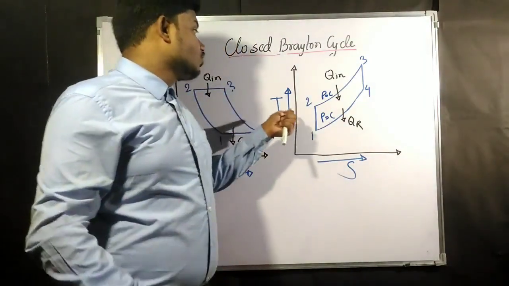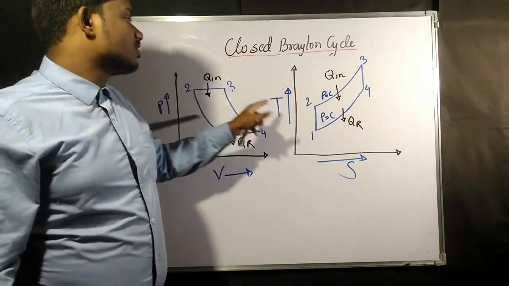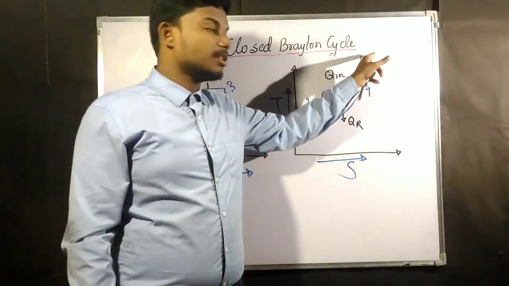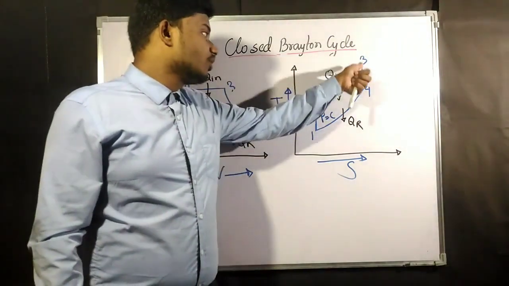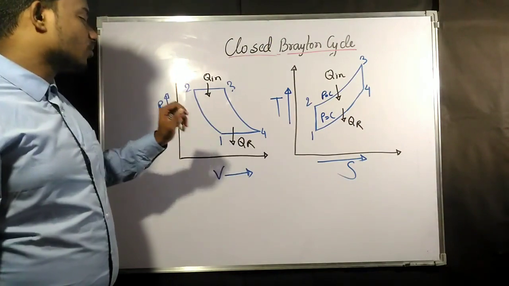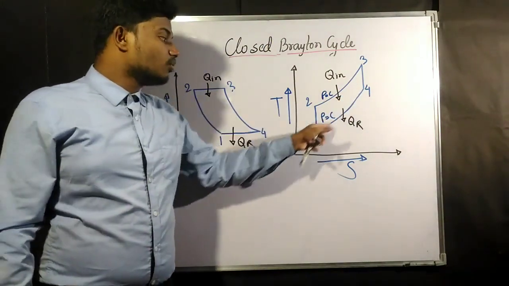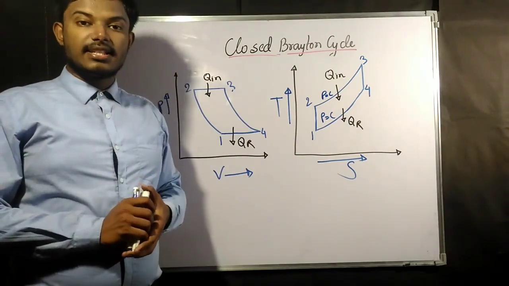Second, 2 to 3 is the heat addition process but at constant pressure. In the TS diagram the constant pressure line is like this. 3 to 4 is again an adiabatic process, so here it is going to be an isentropic process. 4 to 1 is again a constant pressure heat rejection process in the TS diagram.